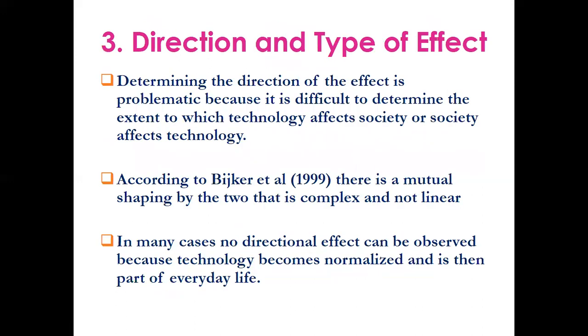The third challenge is that determining the direction of the effect is problematic because it is difficult to determine the extent to which technology affects society or society affects technology. That's a very fascinating one. Sometimes it's just difficult to tell which one is actually affecting the other. You don't know whether it's society that is affecting technology or technology is affecting society. So that makes it quite difficult. It's very arguable and debatable when we bring up the argument as to which one influences which one.